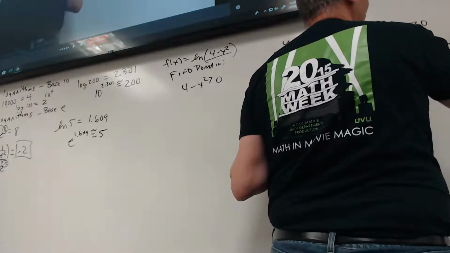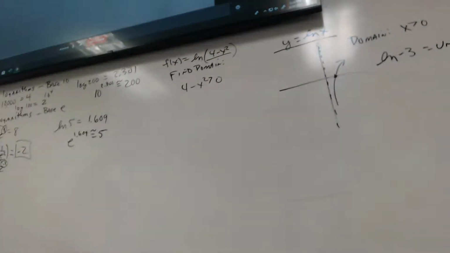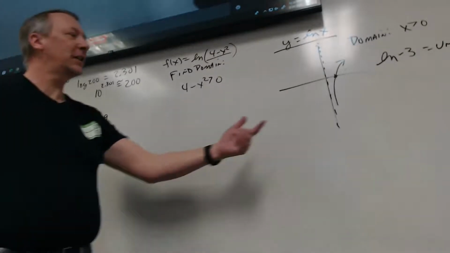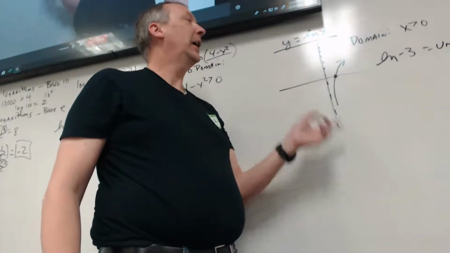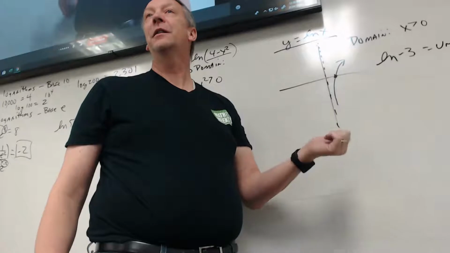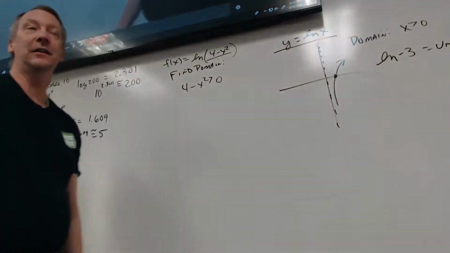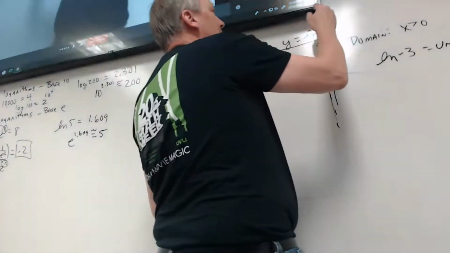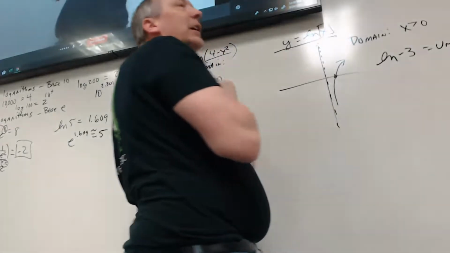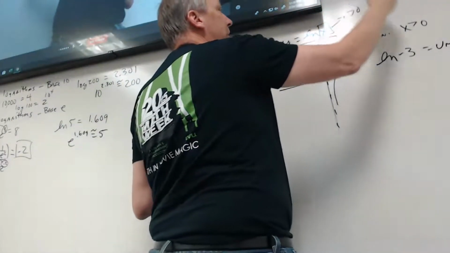Okay, do not write error. It's undefined because it's not in the domain. There's nothing on this side. I can't take the log of a negative number. I can't even take the log of 0, right? The log of 0 is undefined. I got an asymptote in the way. So remember, you cannot take the log of a negative or 0 number. Whatever's in here must be greater than 0.